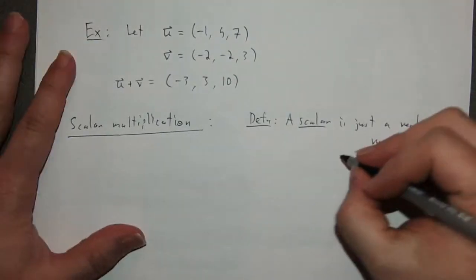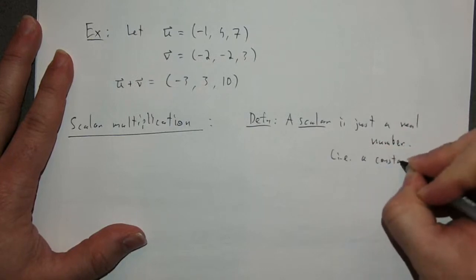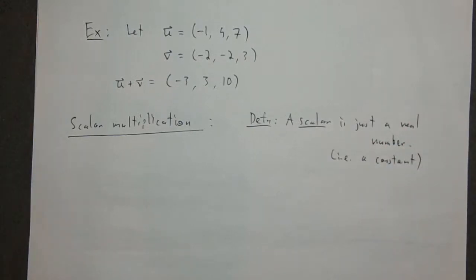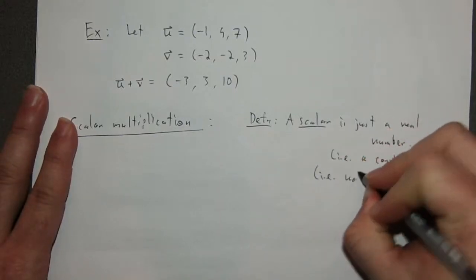Okay, i.e. a constant. Now, here's the thing. In later classes and more advanced classes, complex numbers will be called scalars as well. I see a question about complex numbers that I'll answer in a little bit. But in later courses, complex numbers are called scalars as well, and it's perfectly fine. The reason is a scalar is just a constant thing. It's not a vector, i.e. not a vector.